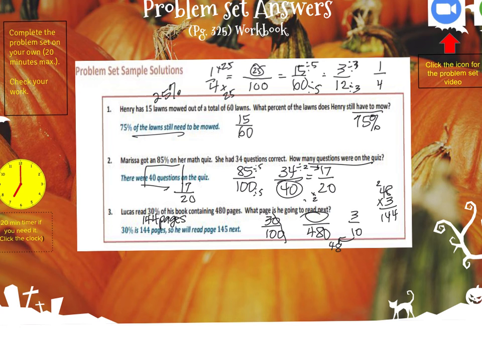But the page they are going to read next would be page 145. Next page. I'm not writing a very good sentence. But anyway, that totally makes sense to me now, especially after I work it out.